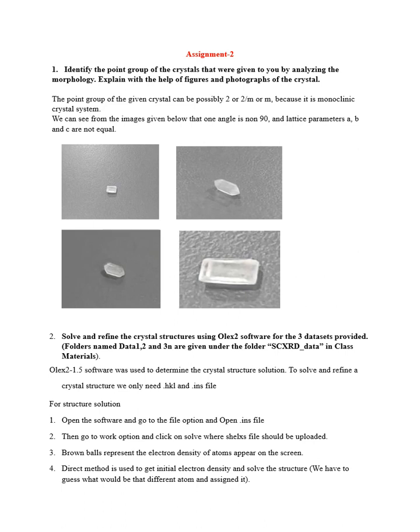These are the images of crystals which were given to us by sir. From the images I conclude that one angle is non-90 degrees and two angles are 90 degrees, and the lattice parameters a, b, c are not equal. So from here I conclude that this crystal system is monoclinic in nature.